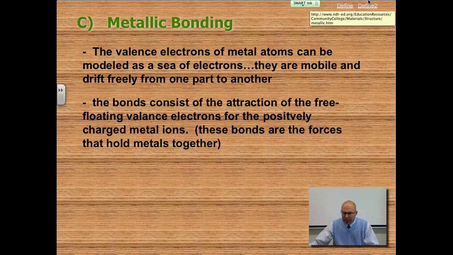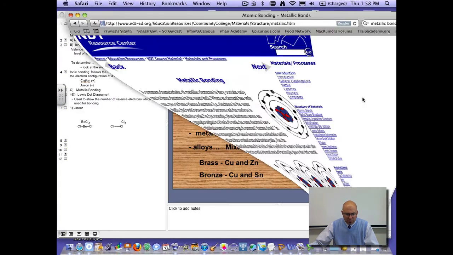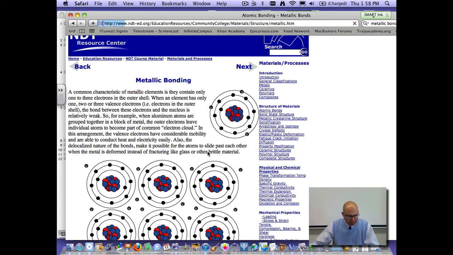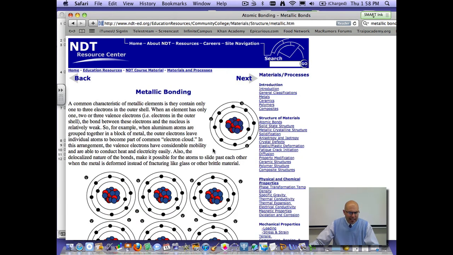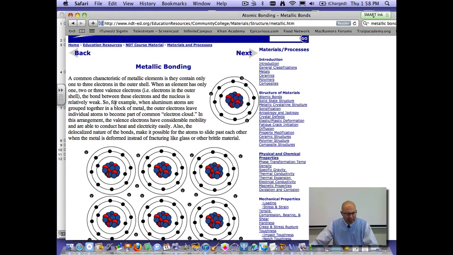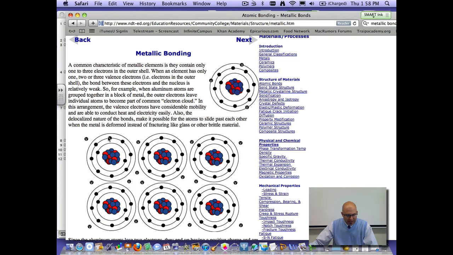I also kind of like this one as well. I just threw this one up here. This is on the NDT Ed Resource Center. And it talks about how this contains only 1 to 3 electrons in the outer shell. So as you can see right here, there might be 3 electrons. And so it's kind of this electron cloud.